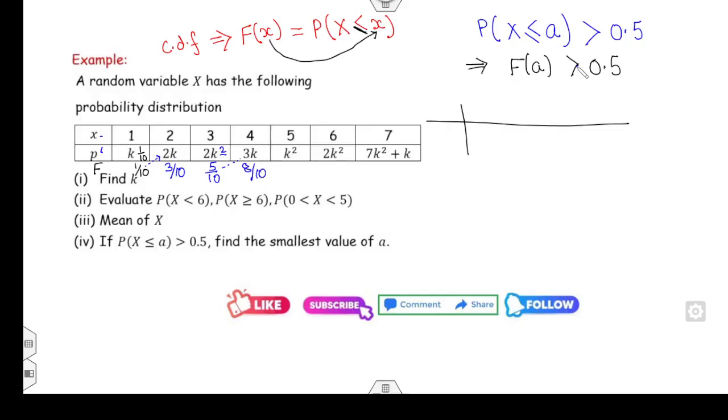So now I need a greater than 0.5. Clearly you can say this number is greater than 0.5. The corresponding value of x is 4. Therefore, a is equal to 4 is the right answer of the problem.